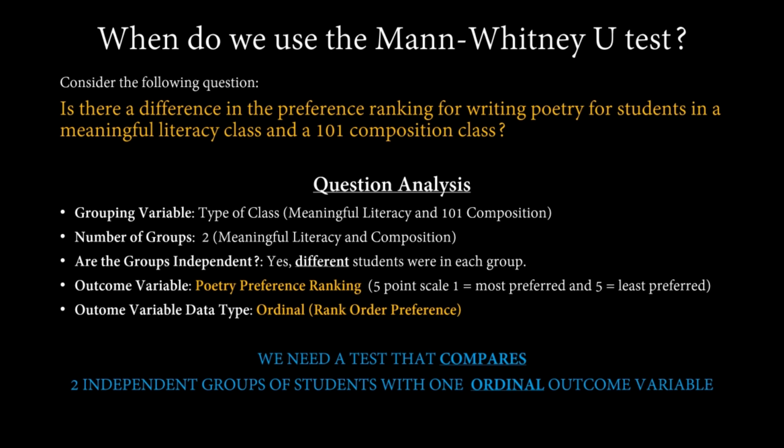So up until this point, it is exactly the same as, let's say, an independent t-test. But now comes the difference. What's our outcome variable? Well, it's a poetry preference ranking with a 5-point scale. 1 equals most preferred and 5 equals least preferred. What type of data is this? Well, this is an ordinal rank. It's ordinal data. It's rank order preference. So what do we need? We need a test that compares two independent groups of students with one ordinal outcome variable.